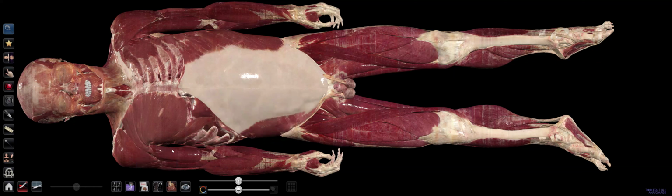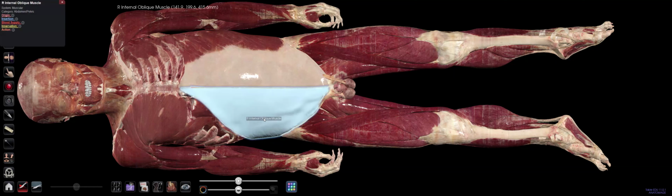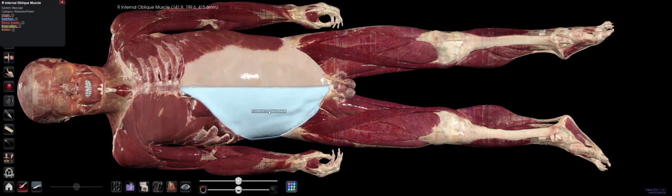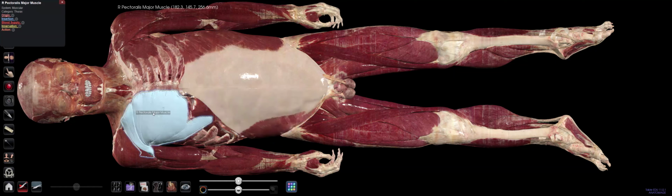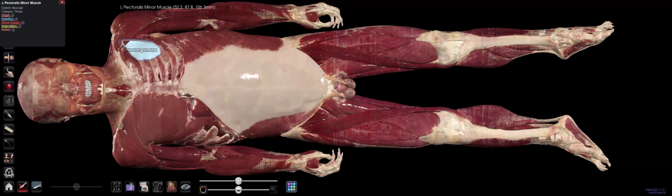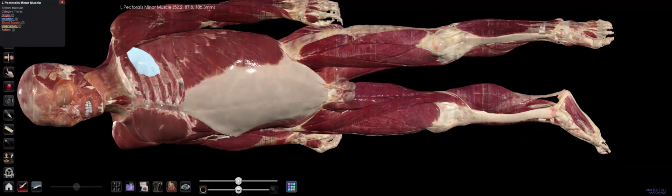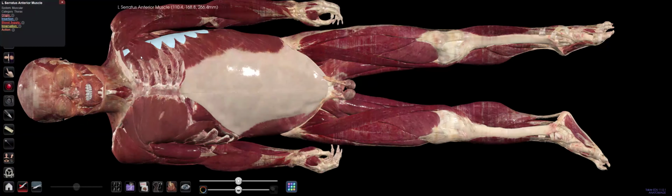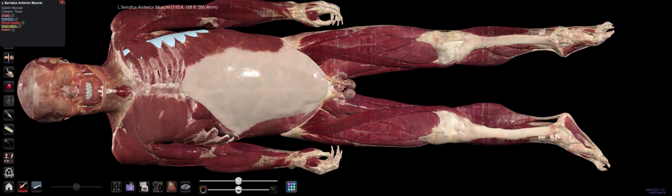So let's get rid of that. So there's the external oblique. On the left, we have the internal oblique. On the right, we remove the external oblique. Here's pectoralis major. Then there's pectoralis minor right there. And then remember below that, we have serratus anterior coming across, like the serrated edges of a knife. Okay, but we have some questions here.